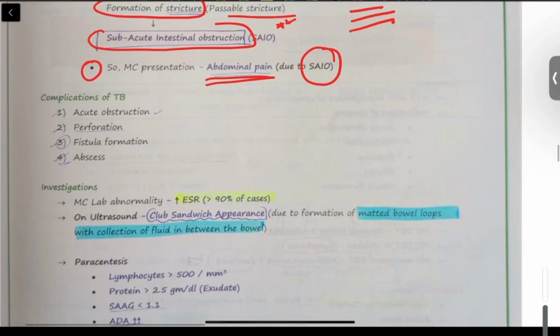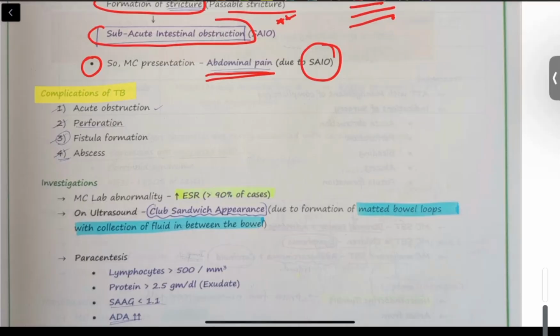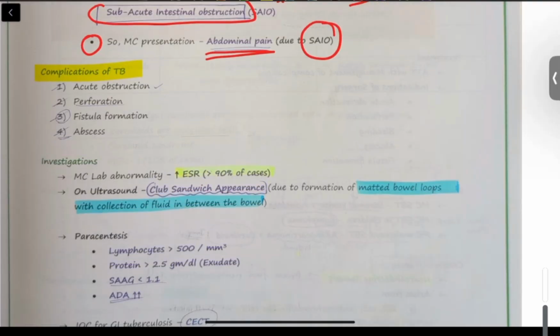So what are the complications that will happen in case of gastrointestinal tuberculosis? Acute obstruction can happen because of stricture formation. Because of ulceration, there can be perforation, there can be fistula formation between the bowels, and there can be formation of an abscess.